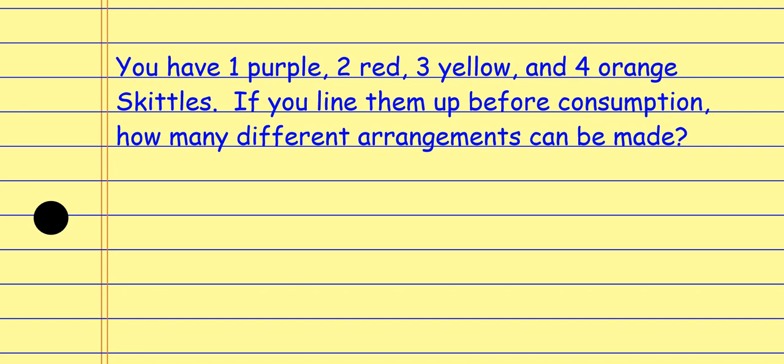So when I look, what I have here is, let's see, 10 total objects, so that's 10 Skittles. And now repeated values, I have 2 red, I have 3 yellow, and I have 4 orange. Notice I didn't include the purple because the purple's not repeated, I only have one of them. If I want to put a 1 factorial down there, it won't change anything. Now let me simplify.